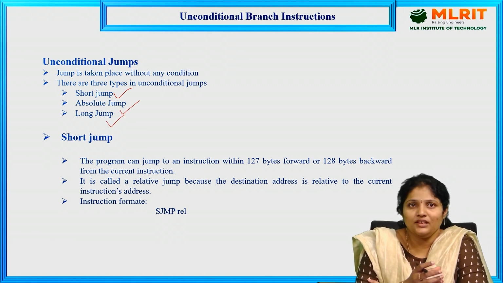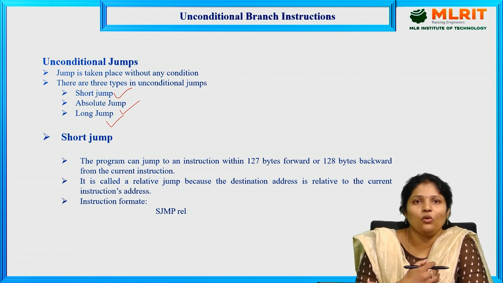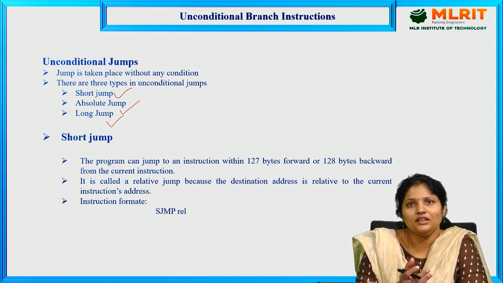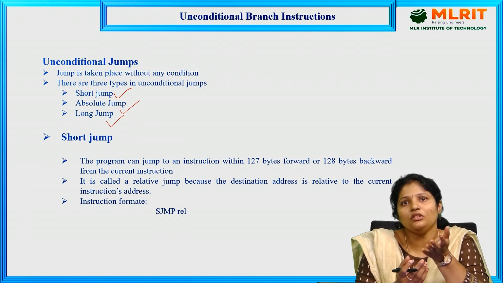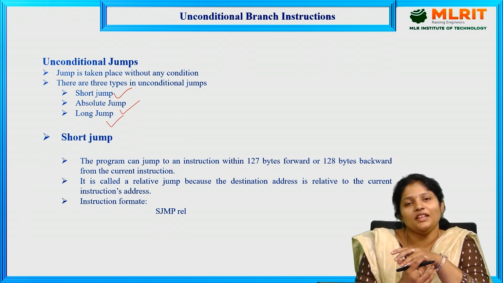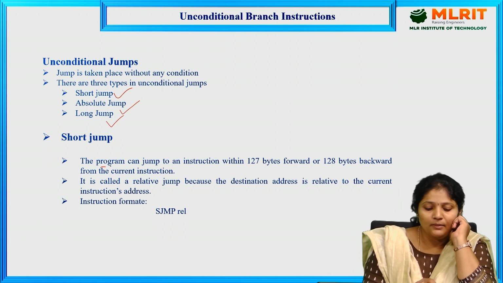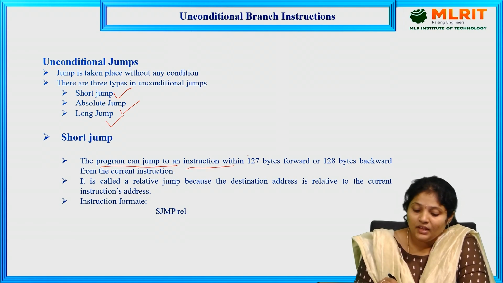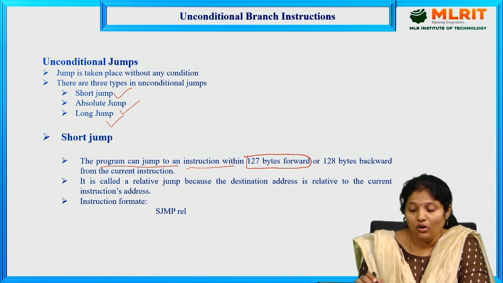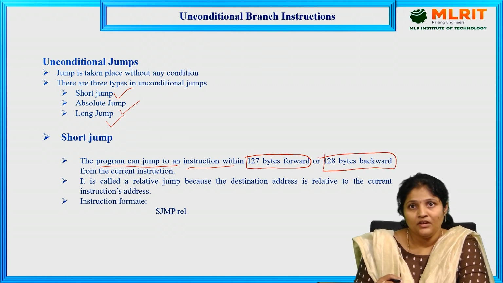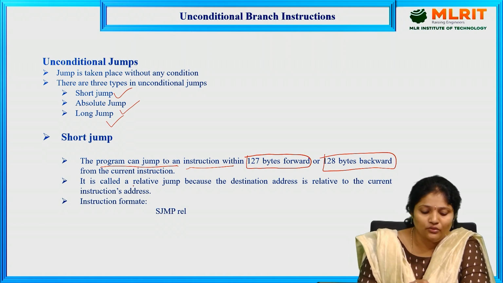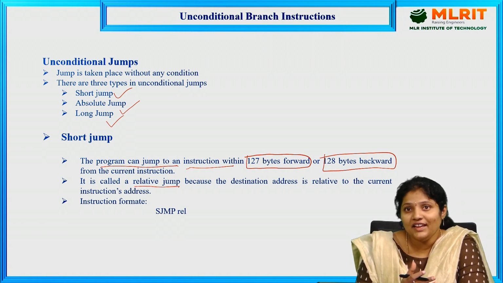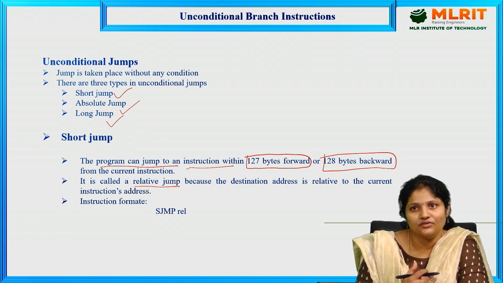So we will use these jumps depending upon the distance in the program itself. Suppose I want to jump to a location that is near the instruction itself, within about 127 bytes. Then short jump will be used. The program can jump to an instruction within 127 bytes forward or 128 bytes backward. If this range is satisfied, then you can use the short jump. It is also known as relative jump, because the destination address is relative to the current instruction address.